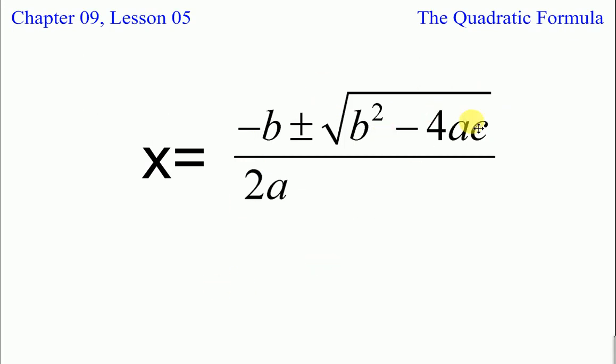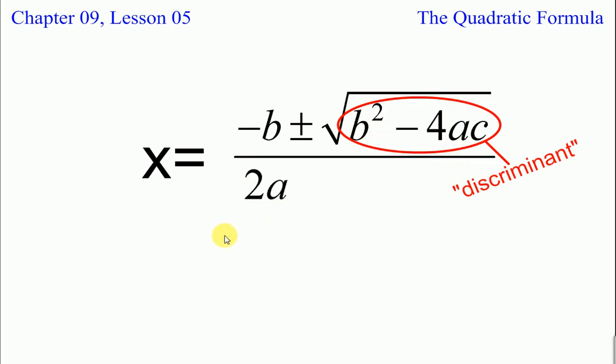Okay, now this part right here, under the square root, b squared minus 4ac, that's called the discriminant. And we will talk about that a little bit later. So we had the axis of symmetry, and now we've added the square root of the discriminant.